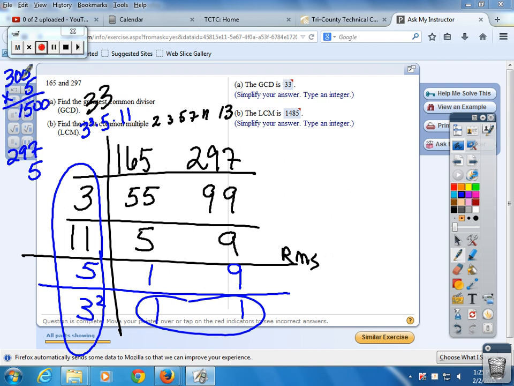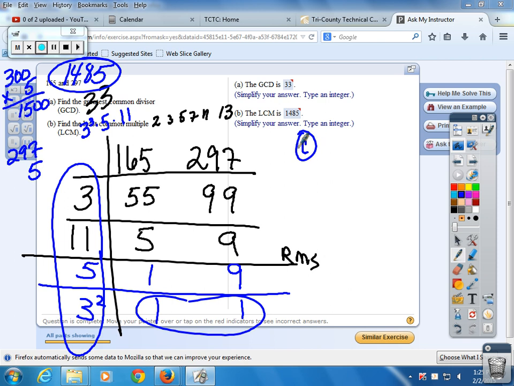What's the difference between 300 and 297? What's 3 times 5? So take 15 off of this, and what do you get? 1485. I bet you that my least common multiple is 1485. All right? 1485. So what's my common denominator?